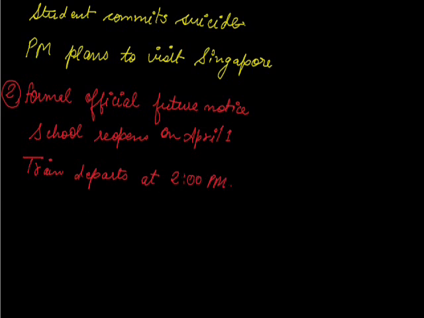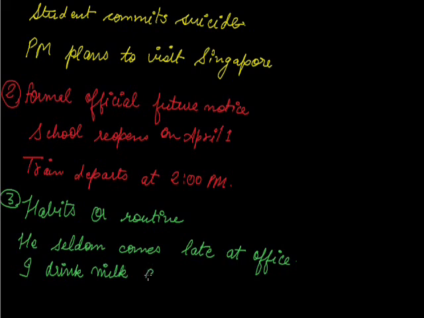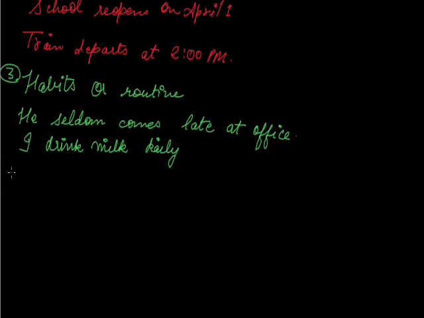Okay. Now the third use of simple present tense is habits or routines. For example, if I say, he seldom comes late. Or I drink milk daily. It is the habit of someone or a routine where you do things usually or almost daily. This comes under habits and routines.